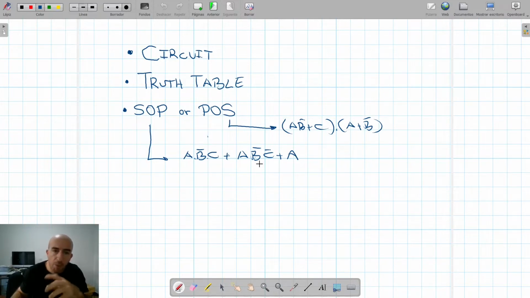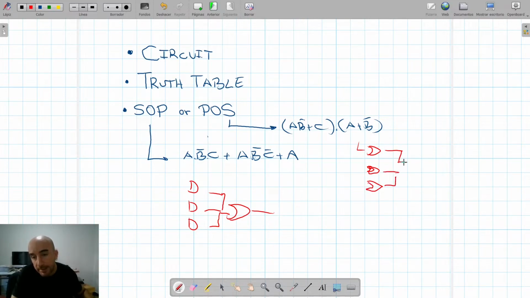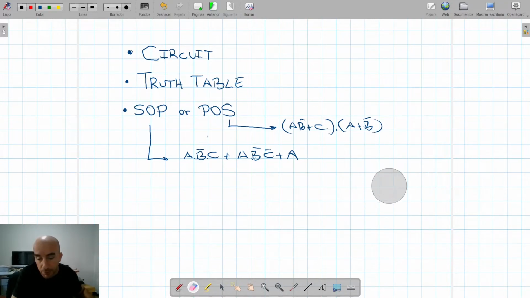Okay, so why do we have two representations here? Because sometimes you want to represent the circuit as AND gates and then add them all up, and that would be a sum of products. And sometimes you have OR gates and you want to multiply them at the end, and that is the product of sums. So it all depends on which type of gates you want to use or you have to use.